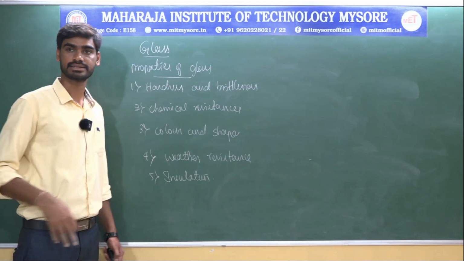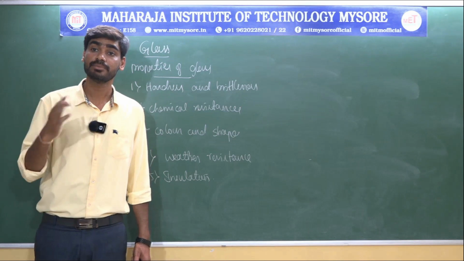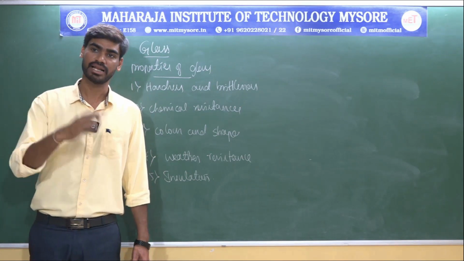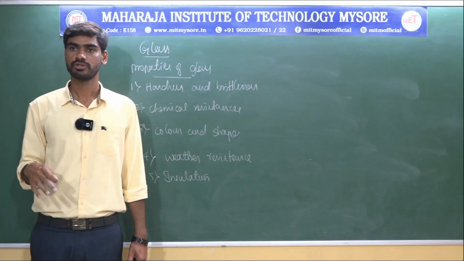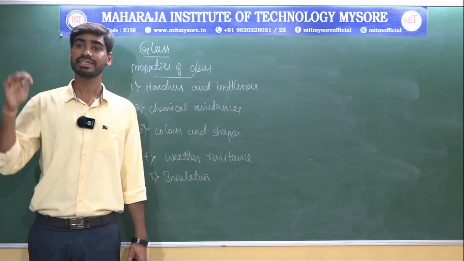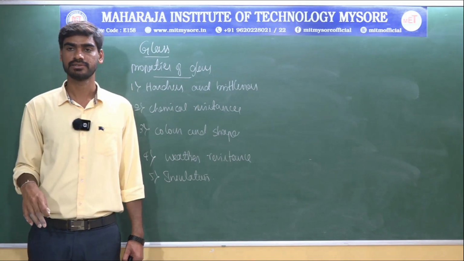Hardness and brittleness. Glass is considered a hard material due to its high impact resistance against applied load. We also know that glass is a brittle material, as it snaps under pressure and breaks instantly.